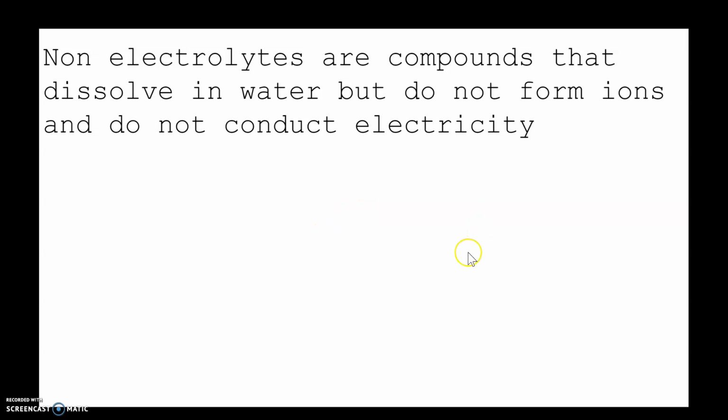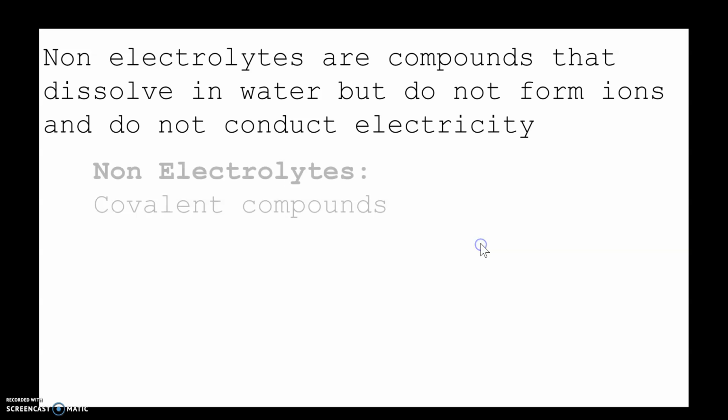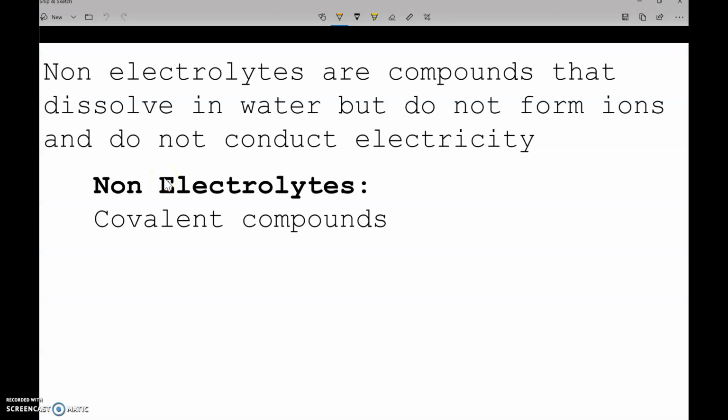Okay, non-electrolytes are compounds that dissolve in water, but they do not form ions, and so therefore they do not conduct electricity. So under your non-electrolyte category on your chart, go ahead and write down these words: covalent compounds. Covalent compounds are two or more nonmetals. Okay, that's what you're dealing with, nonmetals in a covalent compound.